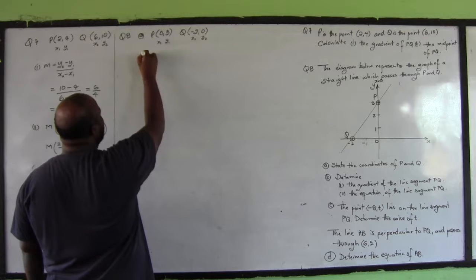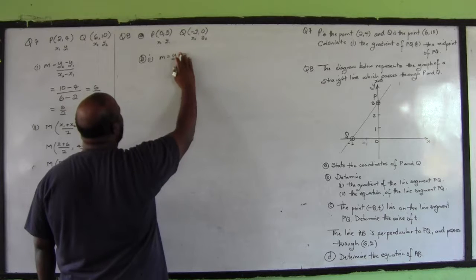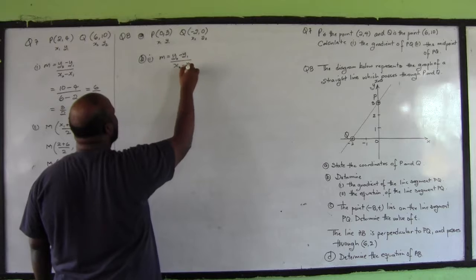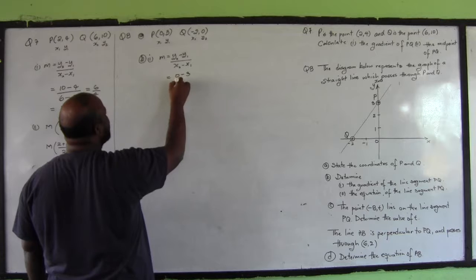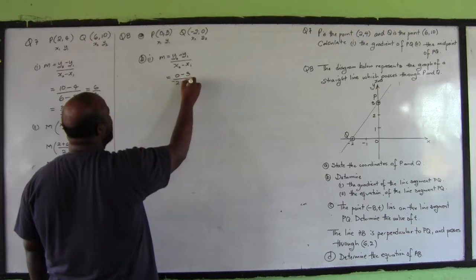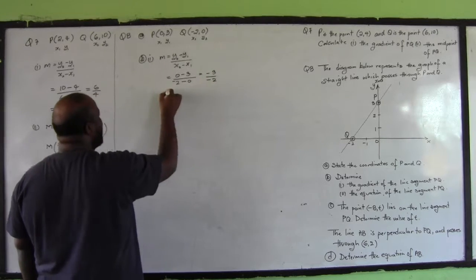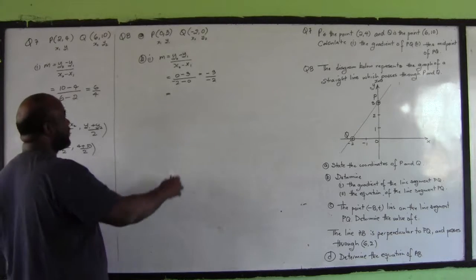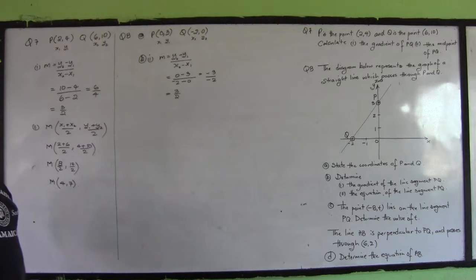So M is equal to y2 minus y1 over x2 minus x1. So this is 0 minus 3 over minus 2 minus 0. This is minus 3 over minus 2. A negative divided by a negative is a positive. So this is positive 3 over 2. Did you get it? Yes, sir. Very good.